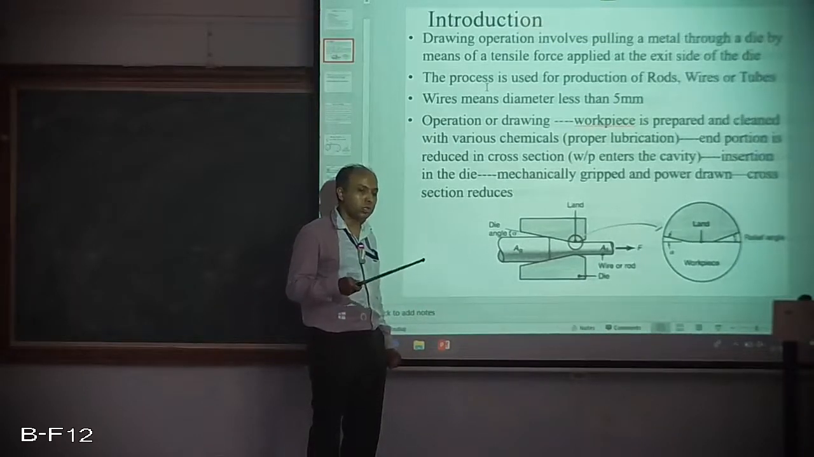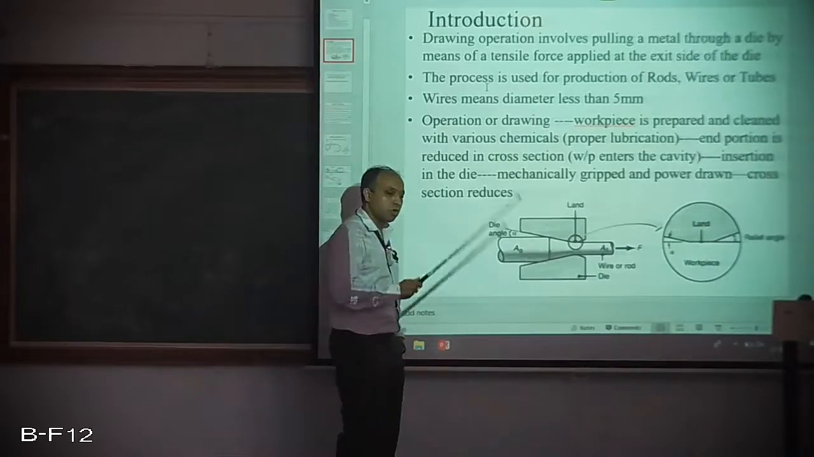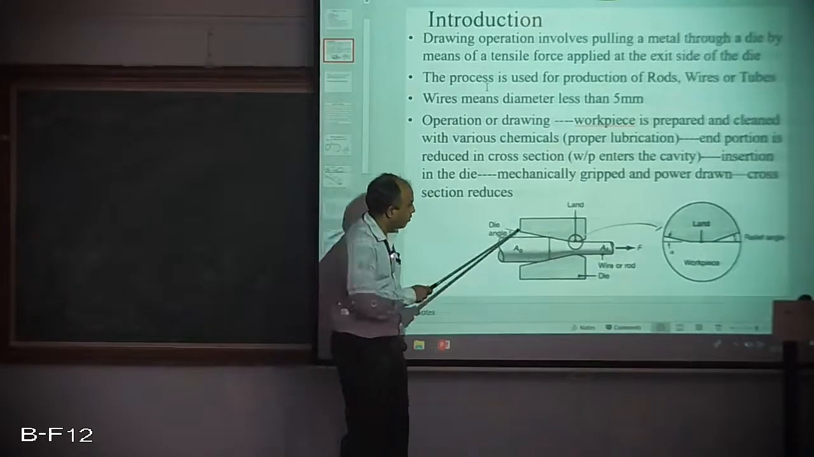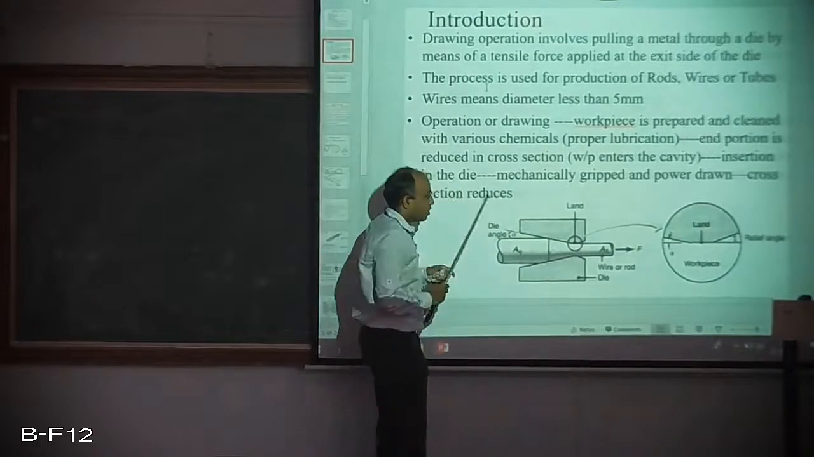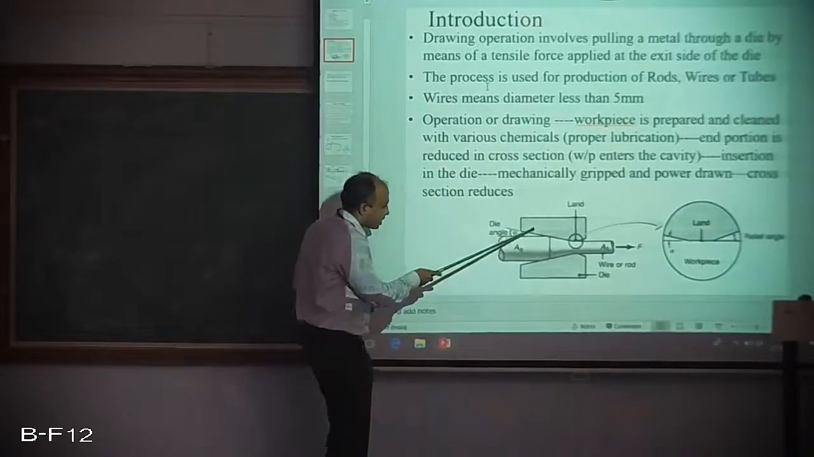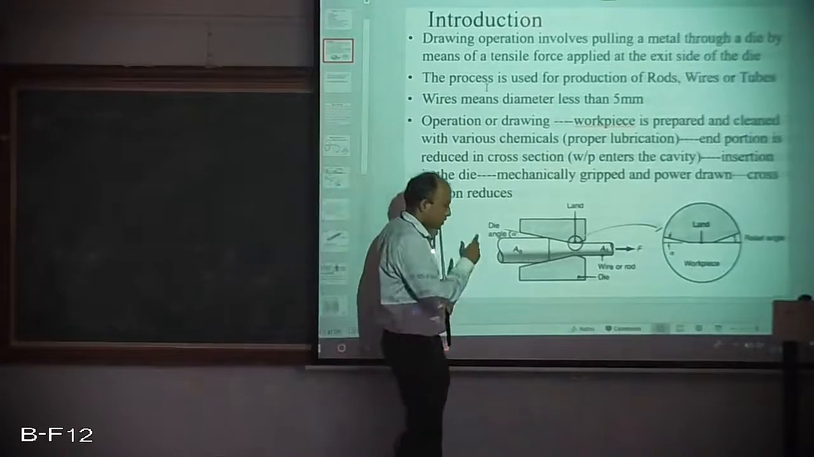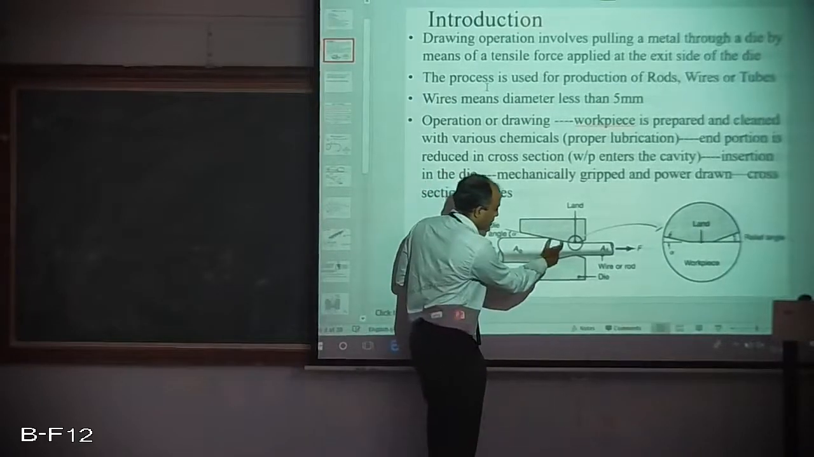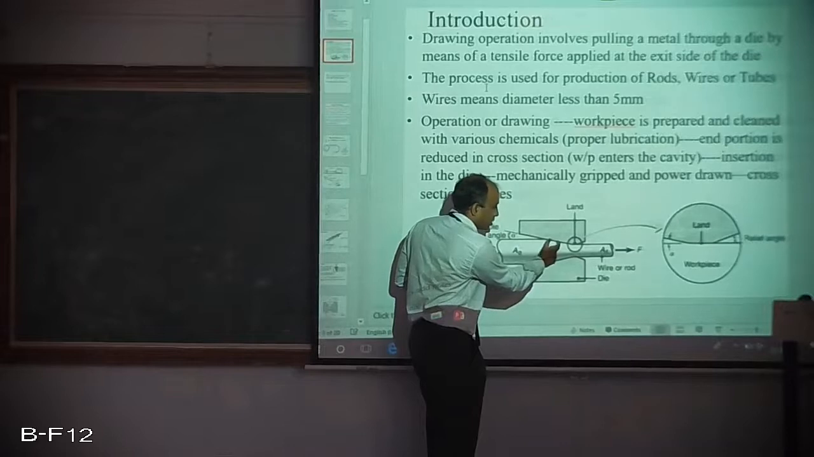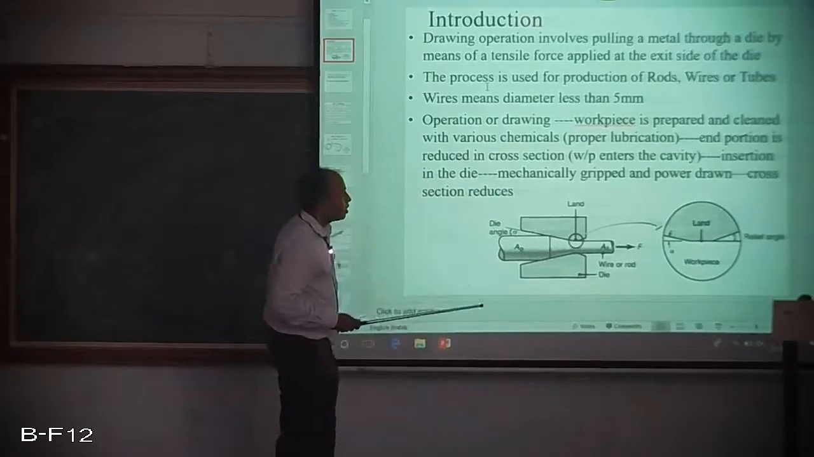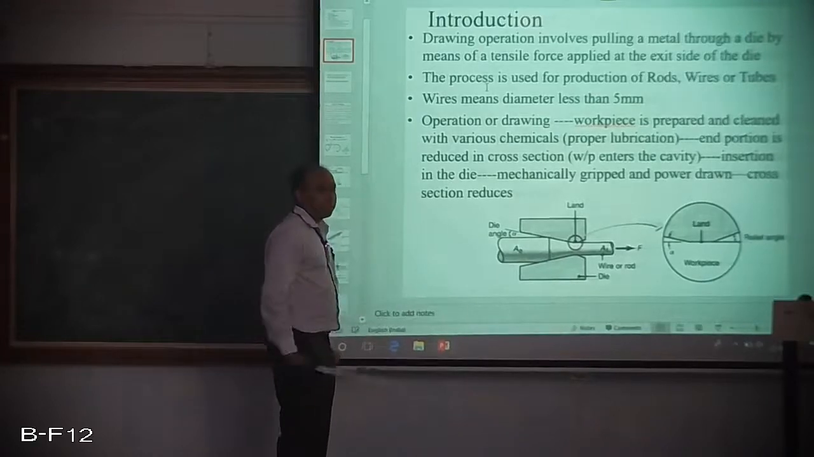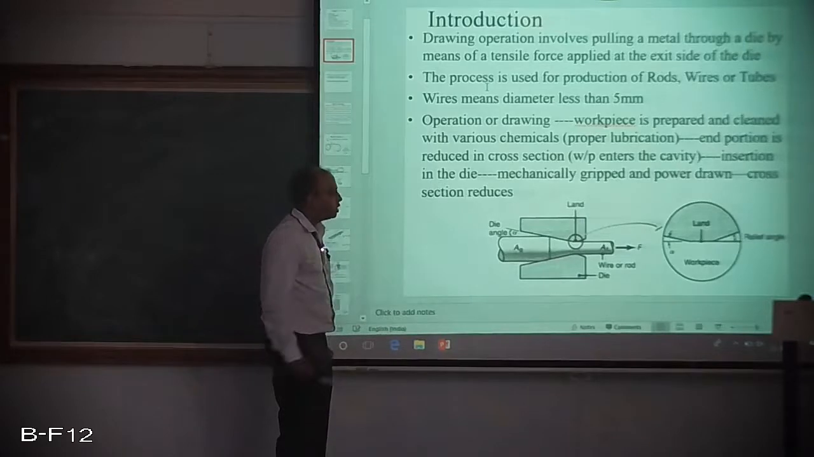Frictional component will be more. On the contrary, if I provide higher alpha, if I go on increasing this higher alpha, what will happen? Frictional force will reduce. Why? Frictional force will reduce because the contact length will be reducing. But it will increase another component, that is called the redundant work, which will lead to inhomogeneity in the material.